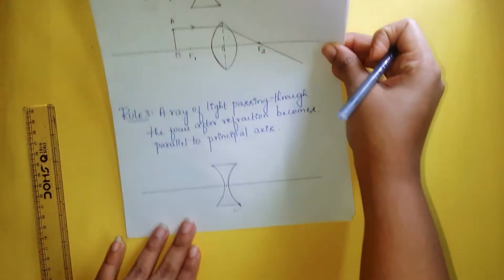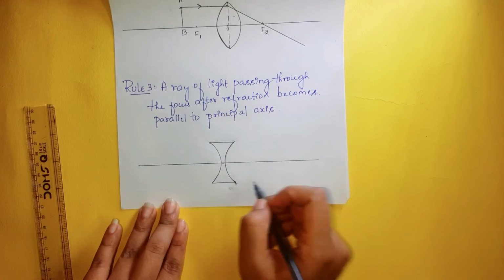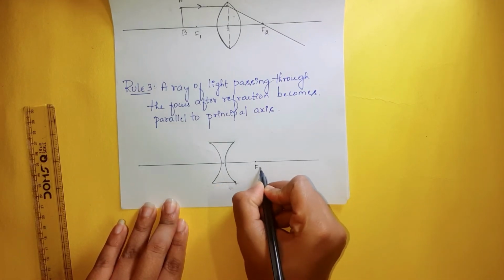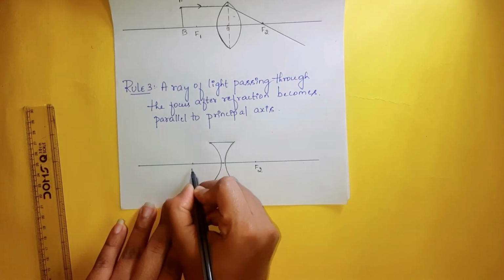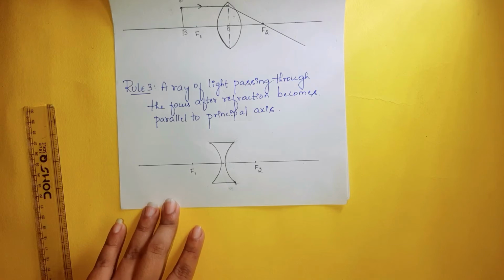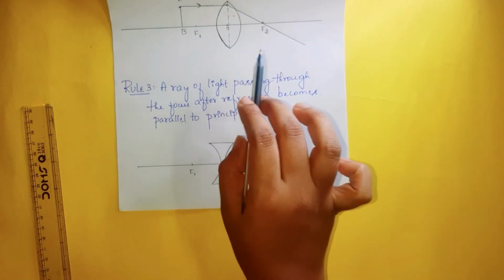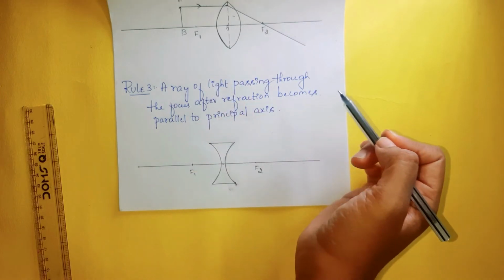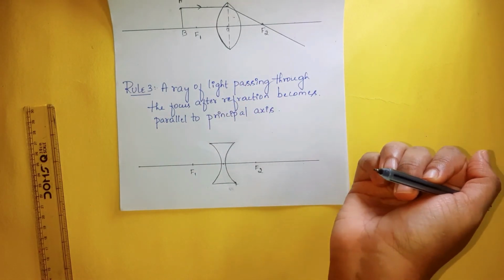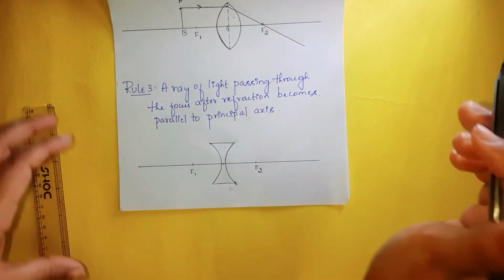First we'll learn in case of a concave lens. Here I've taken a concave lens. For 3 centimeters I'll be writing F2, and here I'll be marking F1. So these are the focus points. Now according to the rule, when the ray of light passes through the focus, after refraction it becomes parallel to the principal axis.